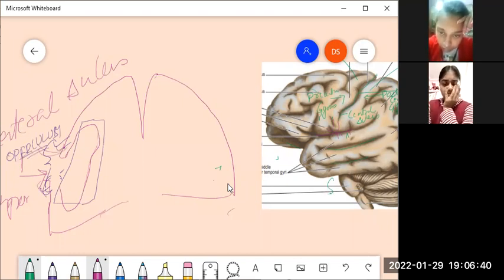So the medial surface ends abruptly in a structure. As of now, know the name of the structure as corpus callosum.